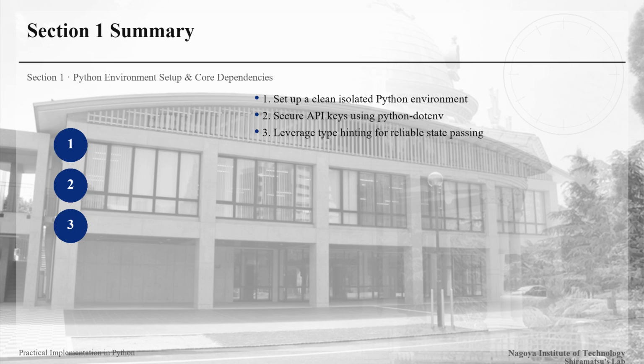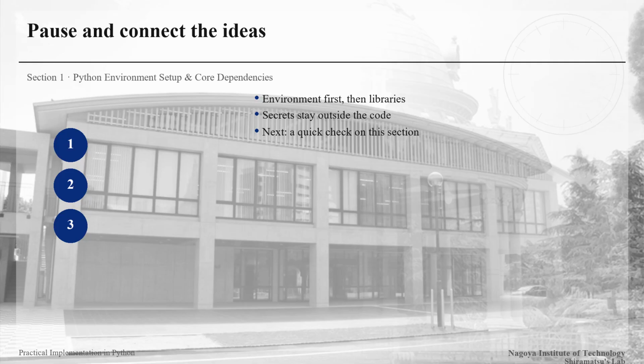Section 1 takeaways: isolate the environment, secure keys with .env, and use type hints for reliable state passing. Pause here. Start with environment and secrets before building agent logic.